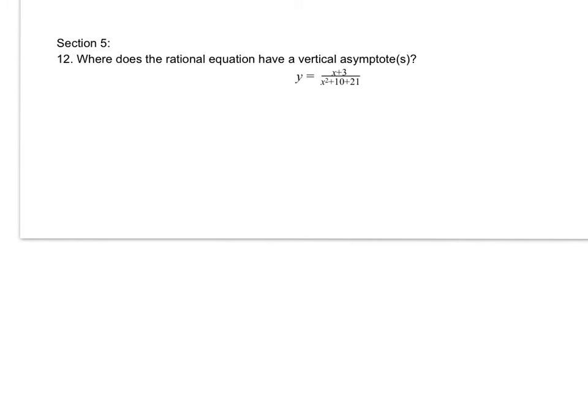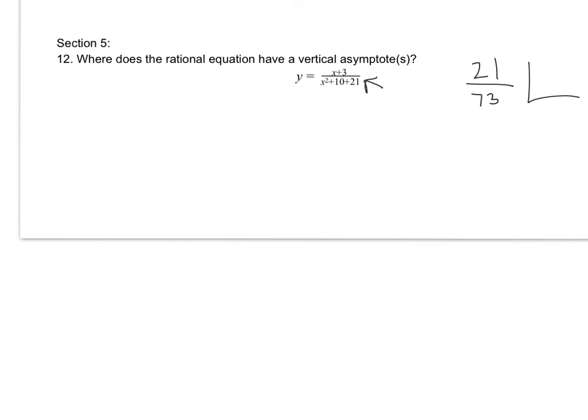Alright, for this problem, we're trying to figure out where the rational equation has a vertical asymptote. So I can immediately see that this is factorable here on the bottom. So I'm going to factor that, and I should know that 21 times 1 is 21, and what multiplies to 21 and gets to 10? Well, that's 7 and 3.